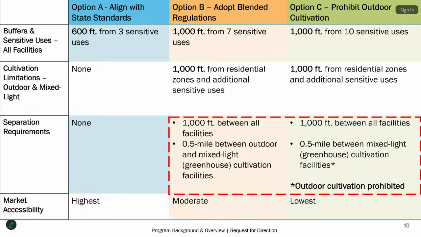Where options B and C differ is that option C prohibits outdoor cultivation and includes additional sensitive uses, making it the most restrictive option. Option B, with fewer sensitive uses than option C, allows for more potential retail locations and is viewed as more attractive to potential applicants. Option B expands community protections beyond state standards while maintaining sufficient locations to support equitable participation and industry viability. Option C would result in a smaller, more limited cannabis industry, but with the highest levels of safeguards to address local concerns.